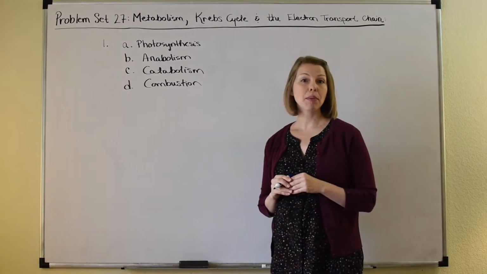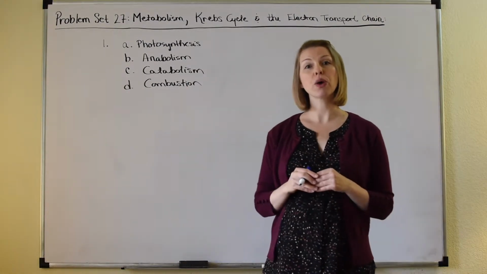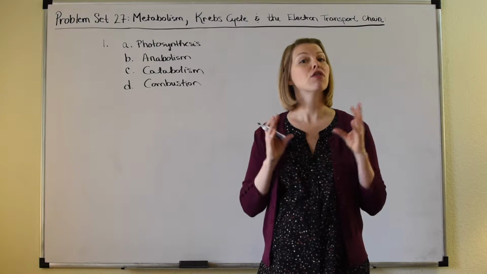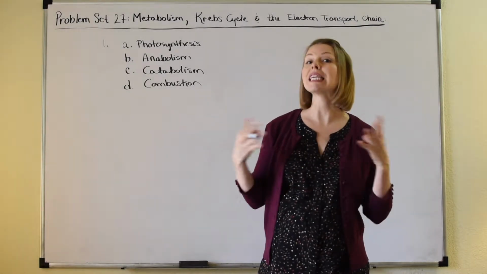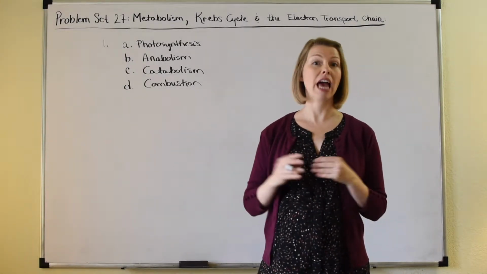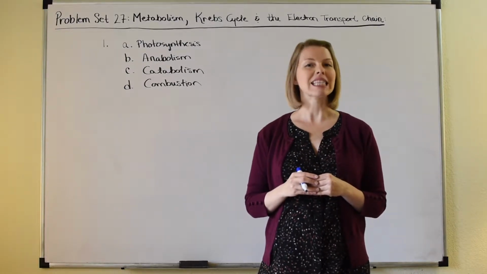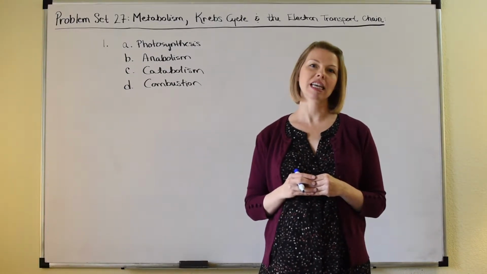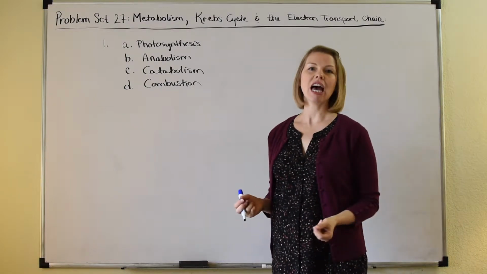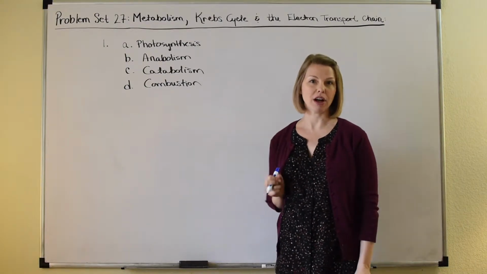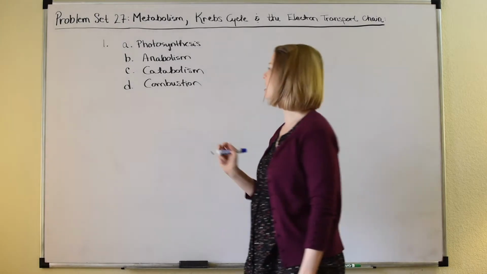C, catabolism refers to the breakdown of foods that we eat to release the energy that is stored in their chemical bonds. So overall, catabolism is an exergonic process that releases the energy that is stored in the chemical bonds of the foods that we eat. So circle C.